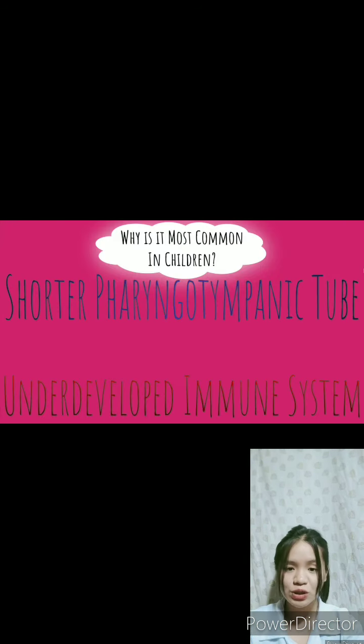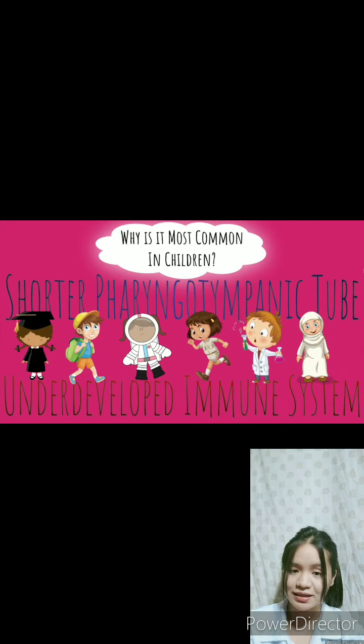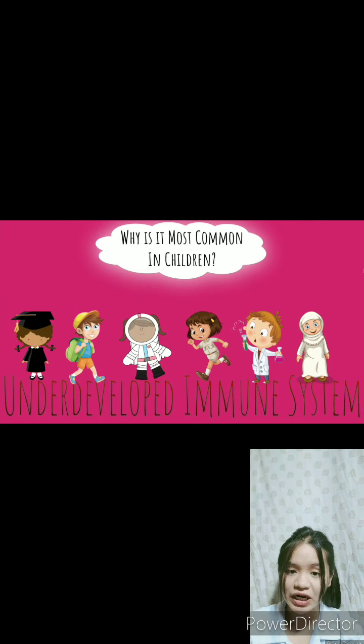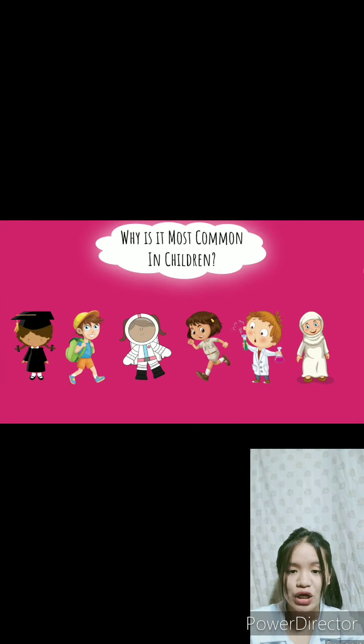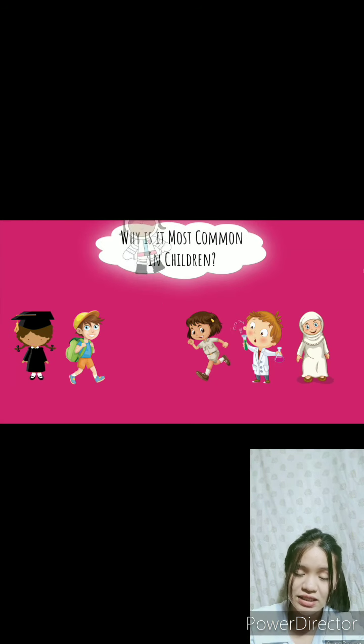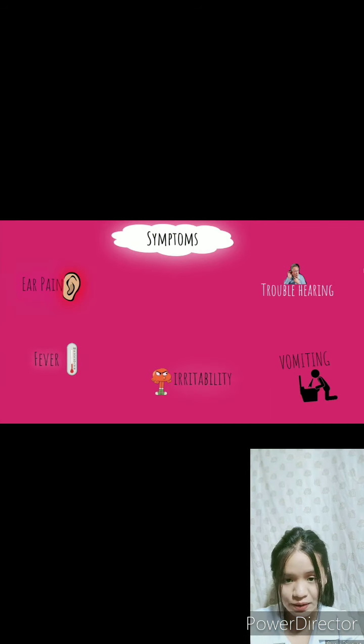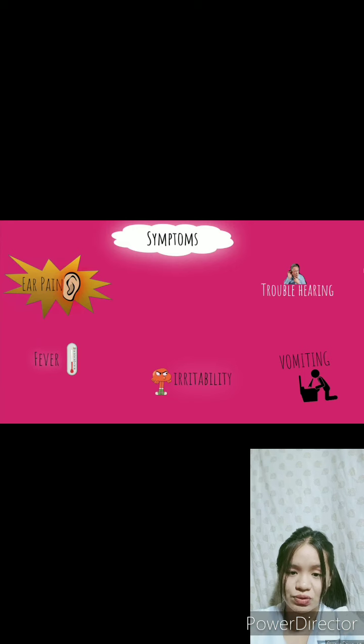So, bakit po mas common ang otitis media sa mga bata? It is because children have a shorter pharyngotympanic tube na kung saan it makes it easy for the pathogens of the respiratory system to enter the middle ear. And then, children also have a less developed immune system, which makes it easy for them to catch an infection.